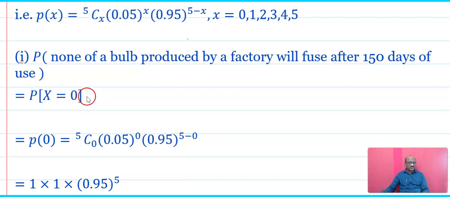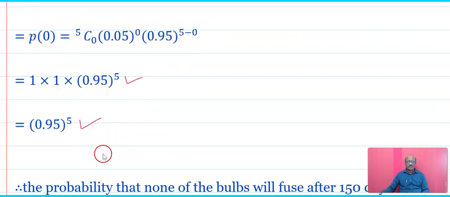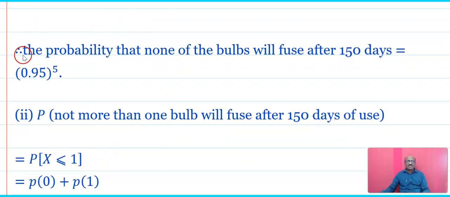None of the bulbs produced by a factory will fuse after 150 days of use means X is equal to 0. Substitute X equal to 0. Therefore, P(0) is equal to 5C0 into 0.05 raised to 0 into 0.95 raised to 5 minus 0, which is 1 into 1 into 0.95 raised to 5. Therefore, the probability that none of the bulbs will fuse after 150 days is 0.95 raised to 5.